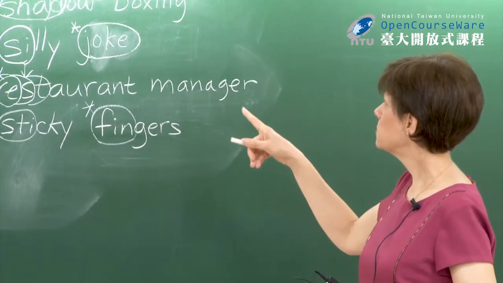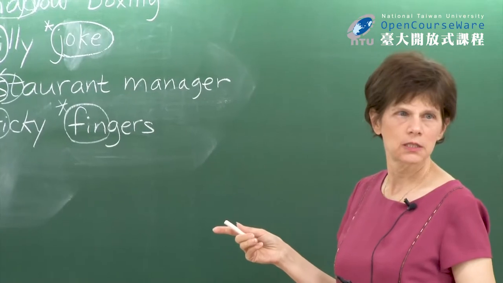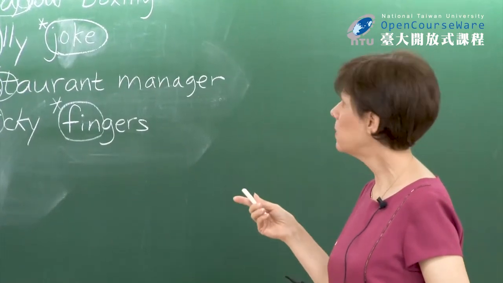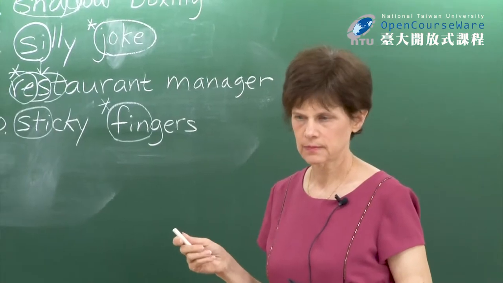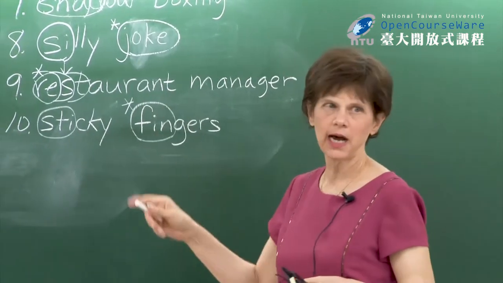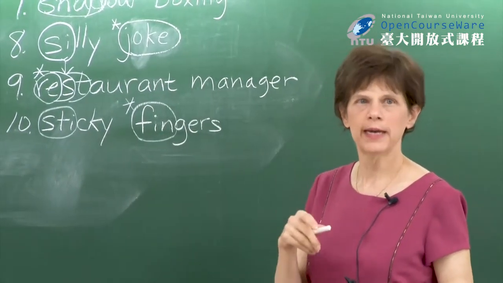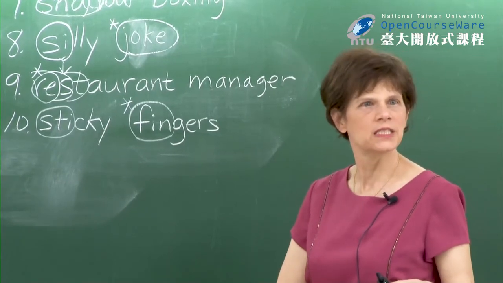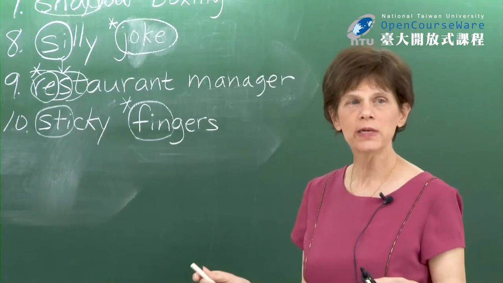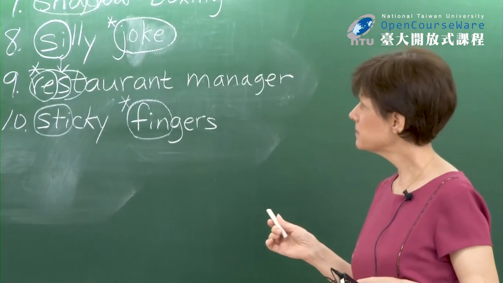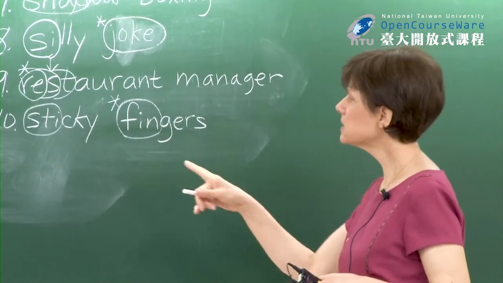And should we circle anything in manager? No, it's a noun plus a noun. Once more, everybody, restaurant manager. Watch the T here, there's a stop. Restaurant manager. Right, 肚子会紧紧的. Restaurant, 别气, 肚子会紧紧的. Restaurant manager. Good. Last one, everybody.